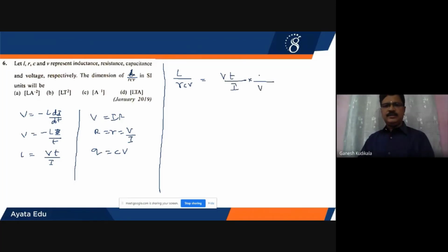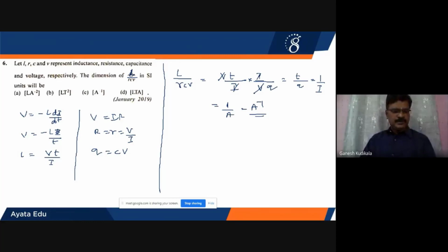Okay. And R is given by V by I. And C V is replaced by Q, so V V will get cancelled, I I gets cancelled. It is T by Q. Q by T is I. Therefore, it is 1 by I. You can write dimensionally, this value will be equal to 1 by A, or you can write A to the power of minus 1. That is your C option, A to the power of minus 1. The minus is not visible clearly. This is minus 1.